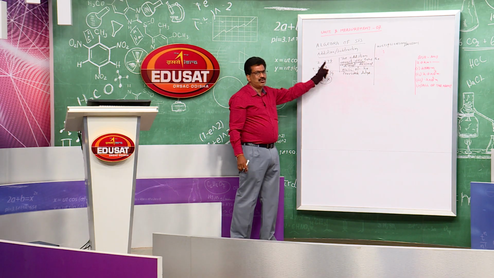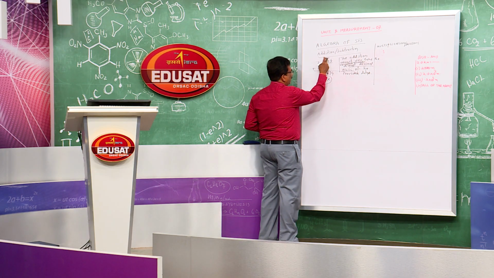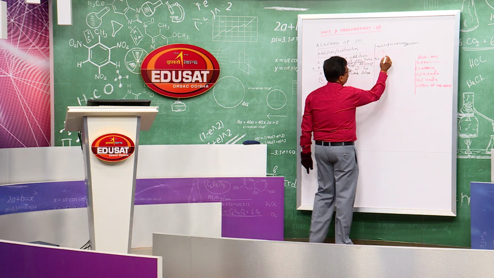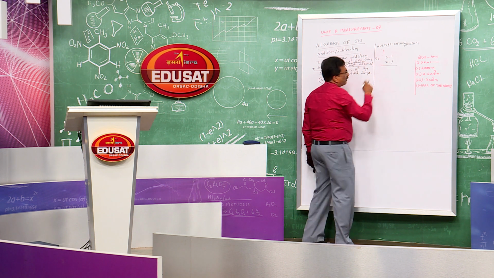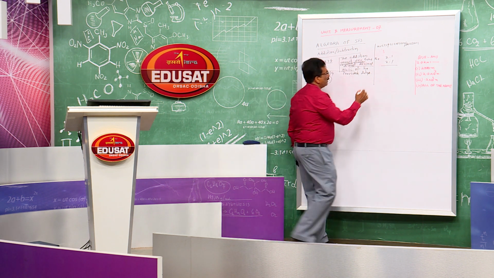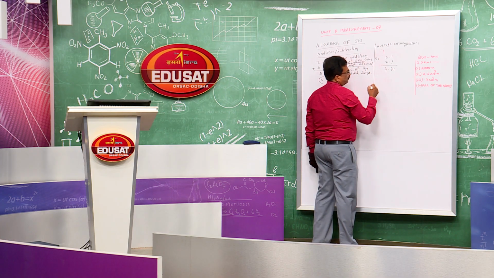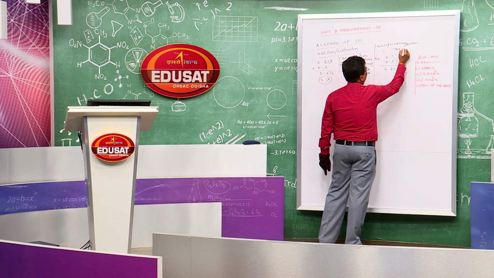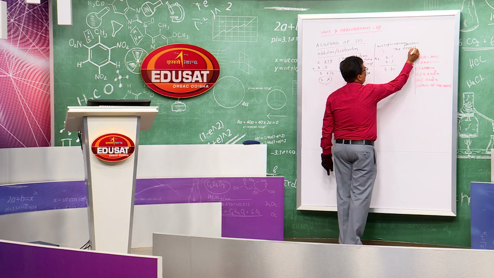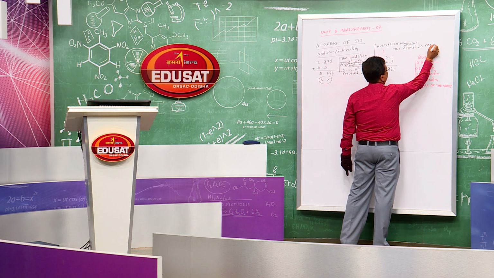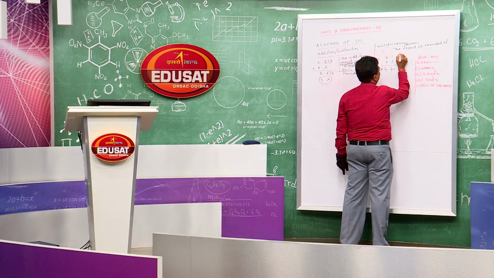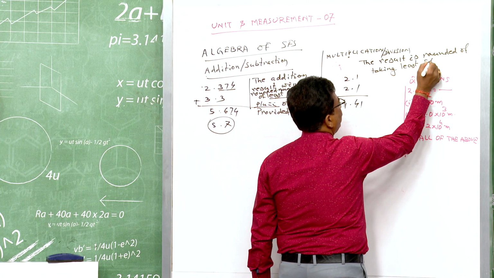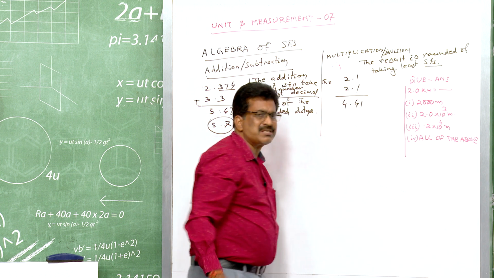The similar process will go for the subtraction. If you subtract from this to this, then you will go for the least decimal places. But for the multiplication, suppose 2.1 and 2.1 are to be multiplied, then the result will be 4.41. But here the rule is the result is rounded off, taking the least significant figures.